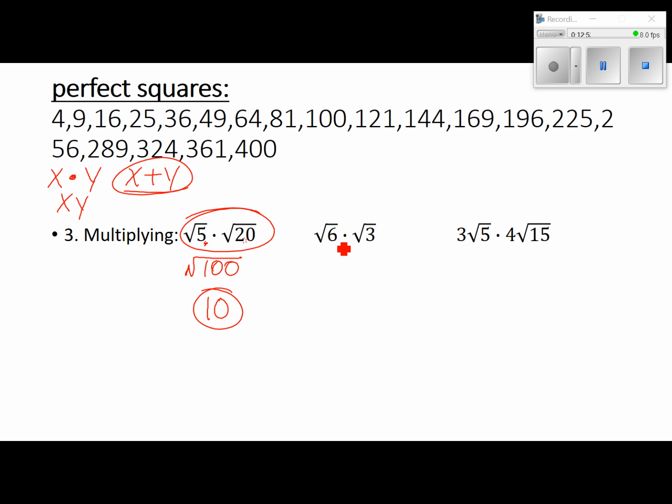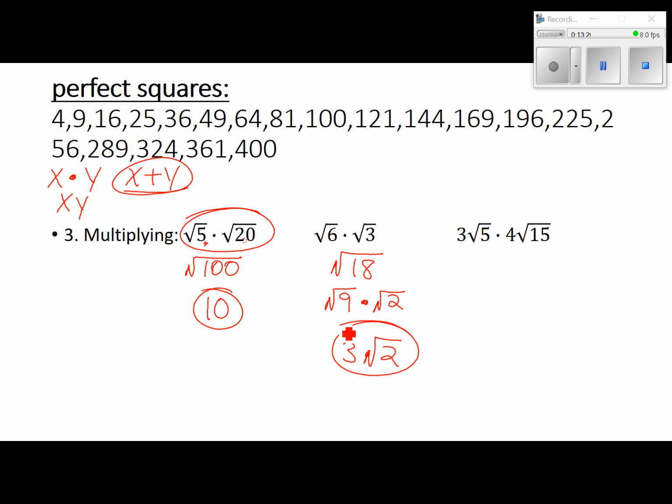Next one, this one, 6 times 3 is going to be 18. So now we've got the square root of 18. Well, we can simplify that by breaking it apart: square root of 9 times the square root of 2. Square root of 9 is 3. That comes out of the radical. Don't put the square root back around it. And that's times square root of 2. You can't do anything with that, so it's 3 times the square root of 2.